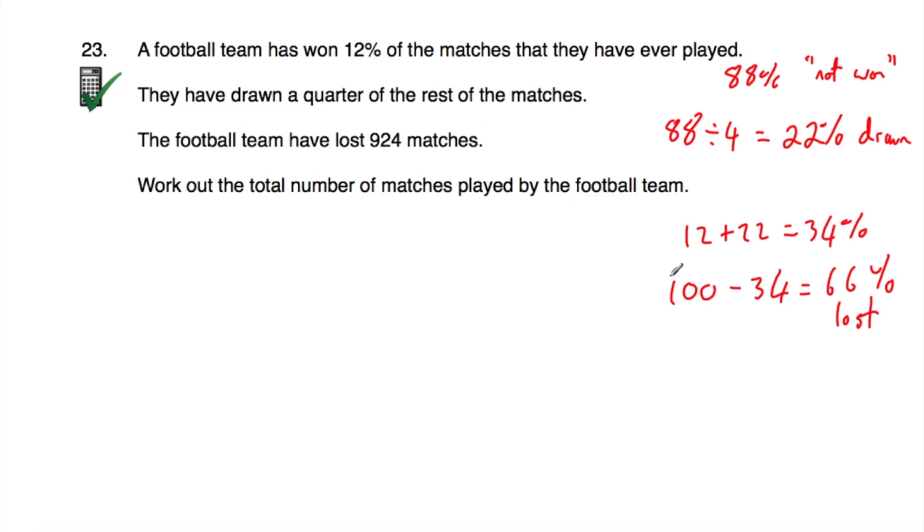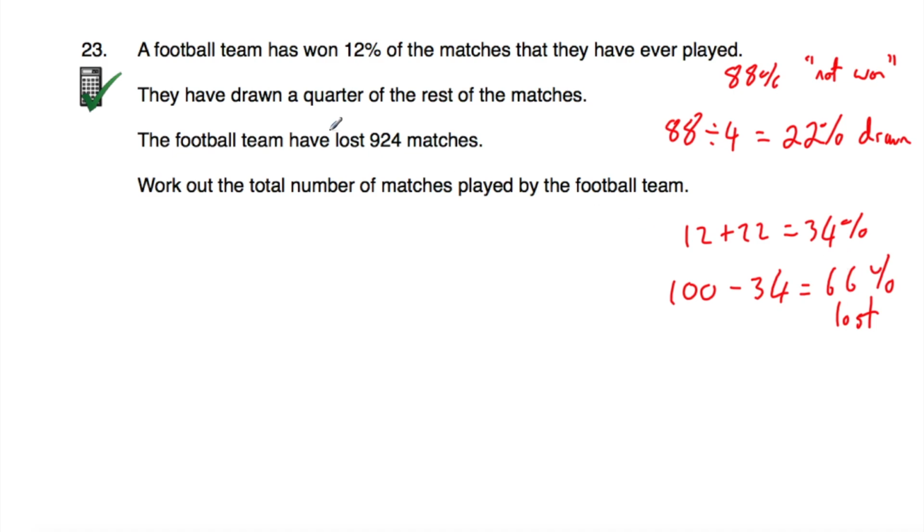Okay, so if I was to use a multiplier technique for this question, I would have actually started off in the same way. I would have said, well, if they've won 12%, that means they haven't won 88%. They've drawn a quarter of the rest of the matches, so if we divide that by 4, that's 22%. So they've won 12% and drawn 22%. And that means the rest, the 66%, is how much they've lost.